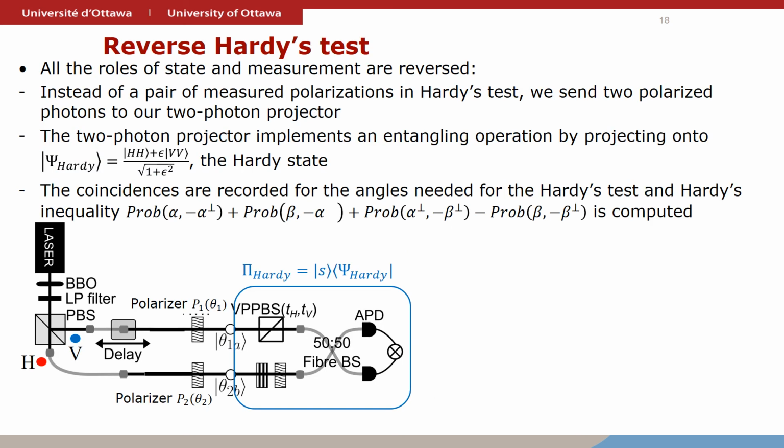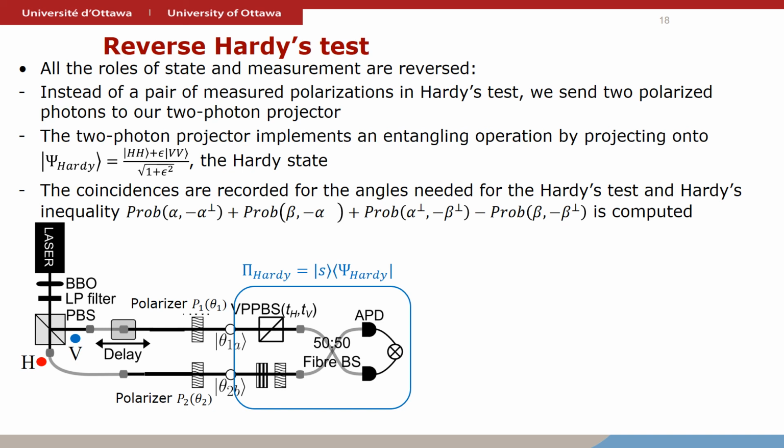However, what we have implemented in the lab is a reverse Hardy test, where the roles of state and measurement are reversed. This means that instead of producing a photon pair in the Hardy state and then measuring coincidences for specific polarizations, what we did is that we sent the polarizations used to test the coincidences into the two-photon projector. We use the two-photon projector to implement an entangling operation by projecting those two photons onto the Hardy state.